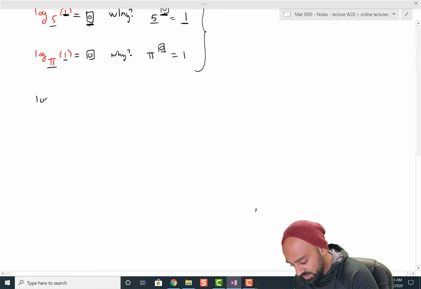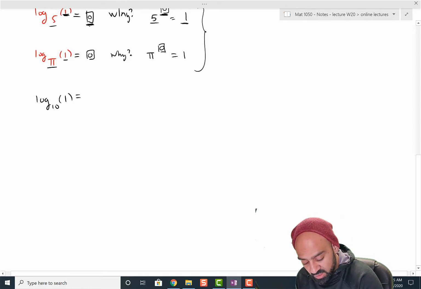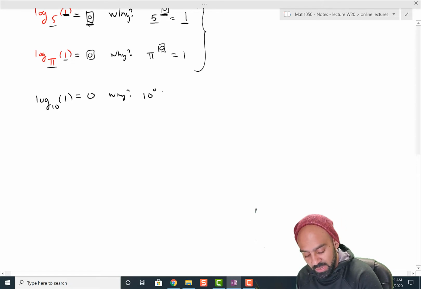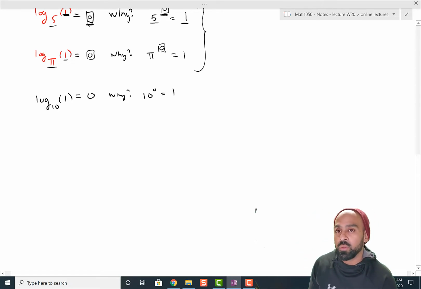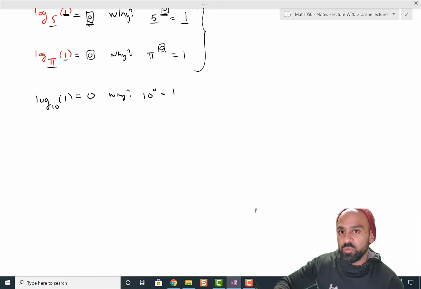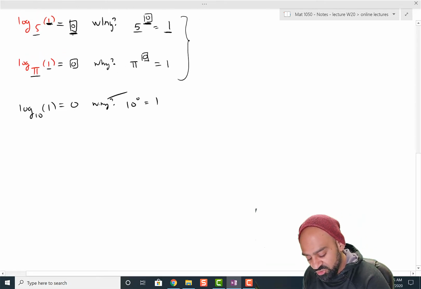So I want to give you this one early. Log base 10 of 1. What is that? Well, that is going to be 0 as well. Why? You can always check or justify your answer. 10 to the 0 power is 1. Is that true? Absolutely. So now that we know how to think about it, we can start throwing numbers in there and using that thought process just to check ourselves.